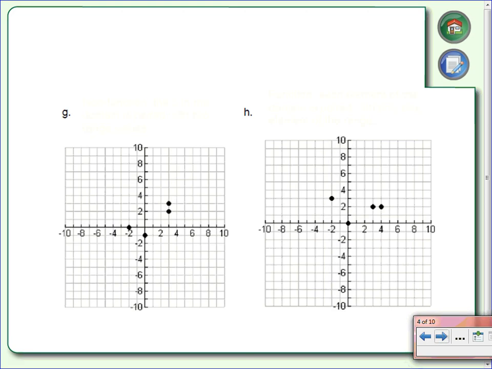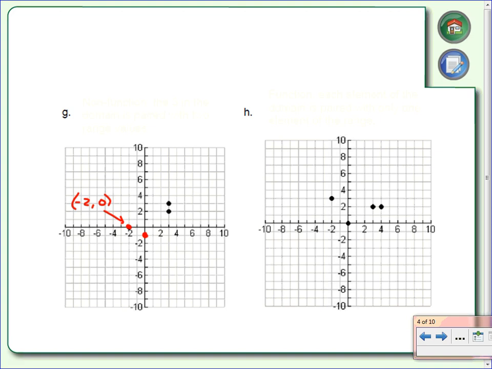G and H. This time they give us a graph. So let's take a look here. On G, they give us 4 points. What I'm going to do first is write down each of these ordered pairs. Let me start with this one right here. How would I write this ordered pair? Negative 2, 0. That's the ordered pair for that point.